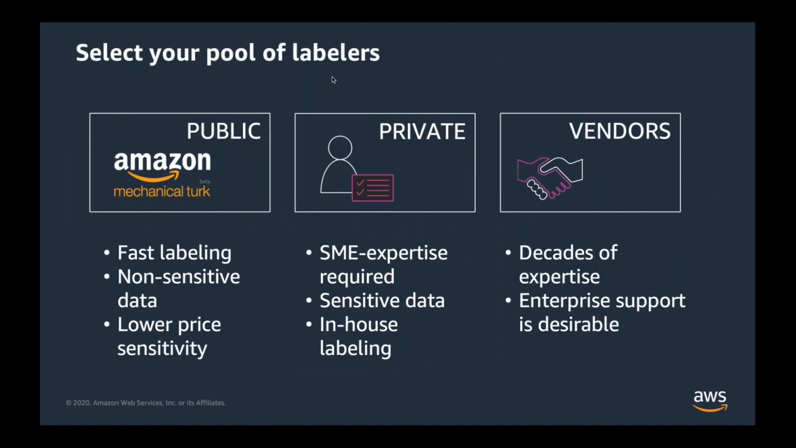The next step here is selecting a pool of labelers. We give you 3 different buckets to select from. You have that public workforce over here, Mechanical Turk. This is a workforce 500,000 strong. This is great for fast labeling, great for non-sensitive data, for lower price sensitivity. But if you do have sensitive data, then you have a couple of options. You can use a private workforce. These are people, usually in-house, who have subject matter expertise. Or you can take advantage of third-party vendors who have different types of support levels and plans, and maybe different types of expertise in what they can label as well. So, 3 different pools of labelers that you can choose from.